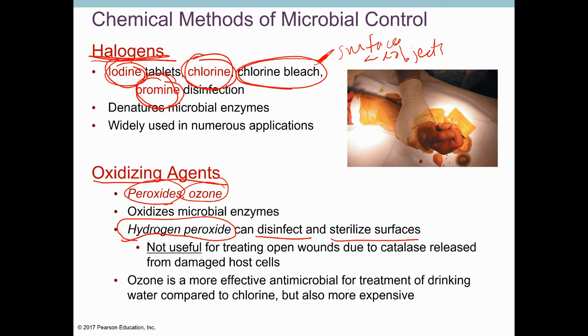If you have a cut, though, if you're worried that it's infected, putting hydrogen peroxide on it probably won't do any good, because damaged cells will release an enzyme called catalase, which will inactivate the peroxide. But you can use hydrogen peroxide on skin that's not injured, and it would be an antiseptic in that case.